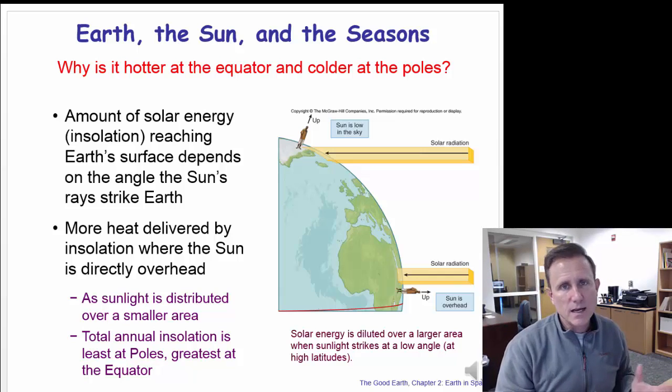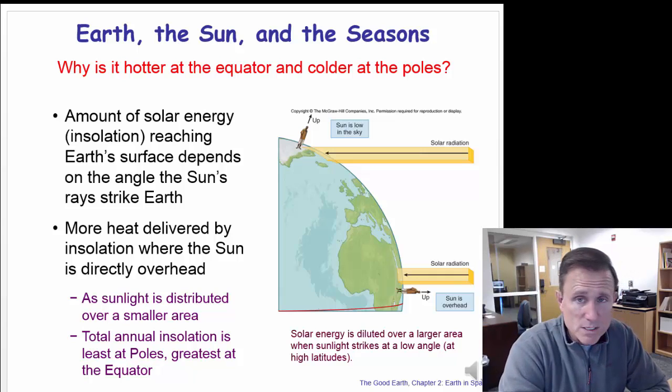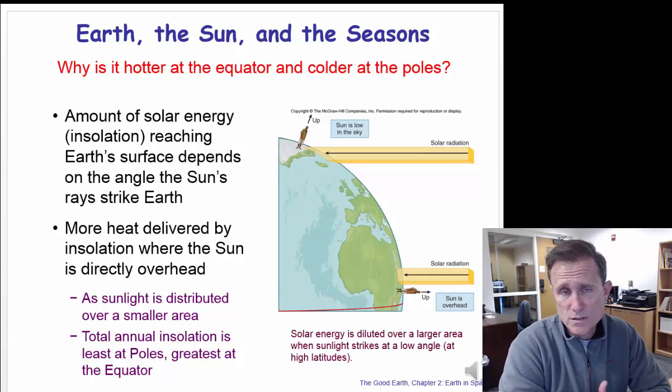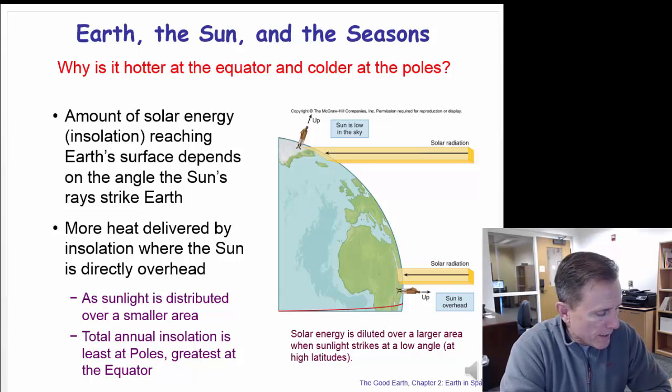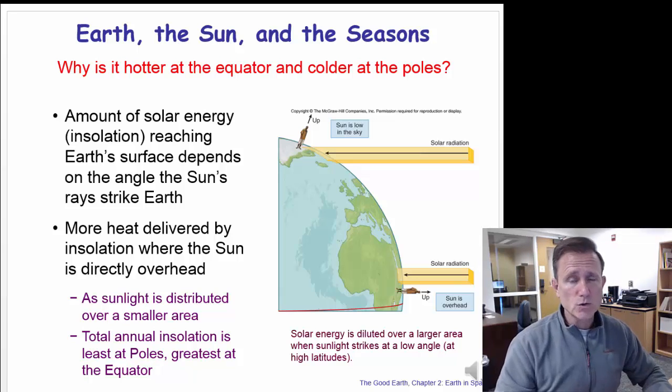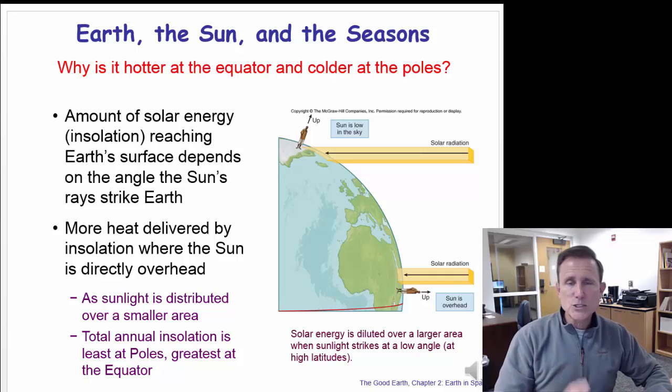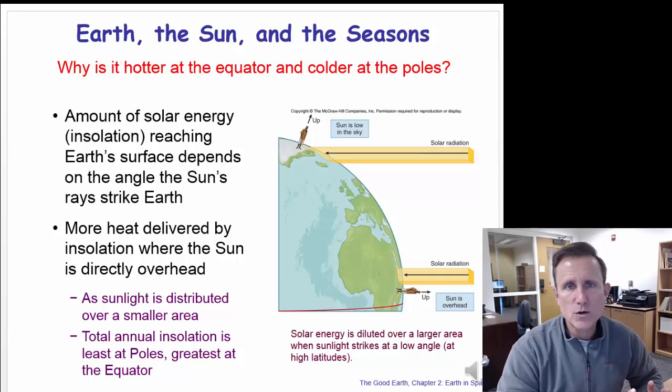Why is it hotter at the equator than it is at the poles? That's a pretty easy answer, right? The poles are up north. It's colder up north, but why exactly is it colder up north? Answering that question really is answering how the Earth and the Sun work together in terms of the heating of the Earth.